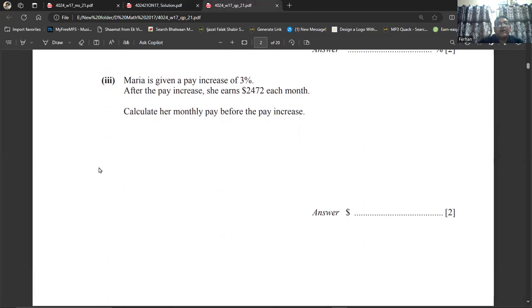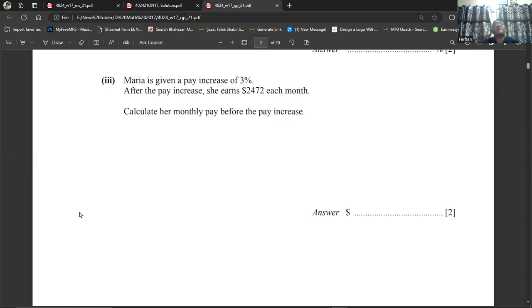Question number 1A, third portion. Maria is given a pay increase of 3%. After the pay increase, she earns $2,472 each month. Calculate her monthly pay before the pay increase. So now we have to find the old value to which a 3% increase was given, and her new pay is $2,472. Suppose that the previous salary is x.